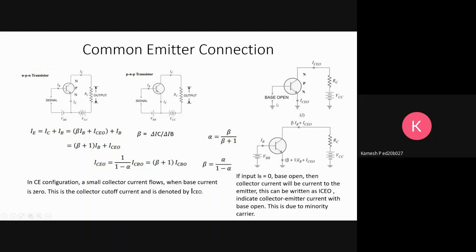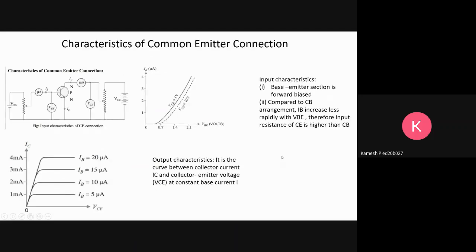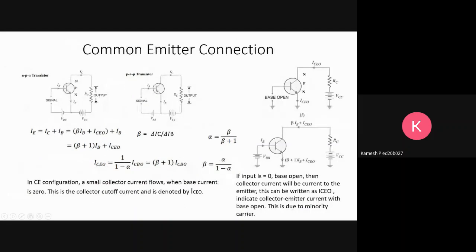You can see that when base is open, there is no current passing on. ICEO is the one which passes, and that is the leakage current. So when IB is equal to 0, base is open, the collector current will be the current to the emitter. This can be written as ICEO, indicating collector emitter current with base open. This is due to minority carriers, the leakage current.